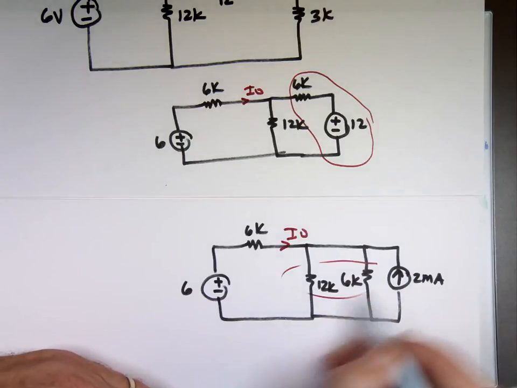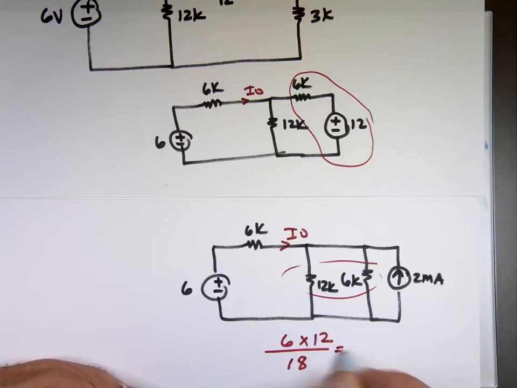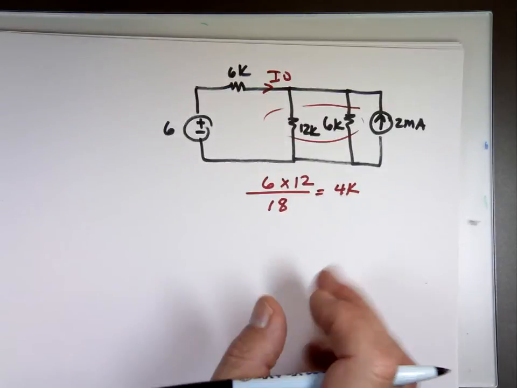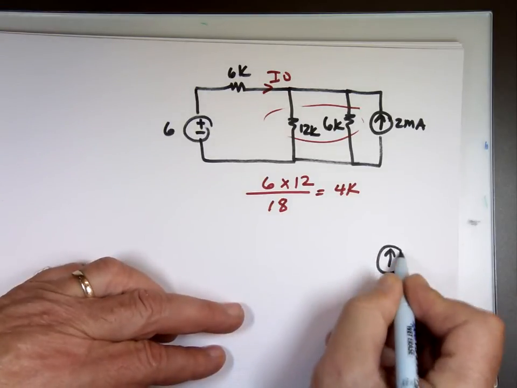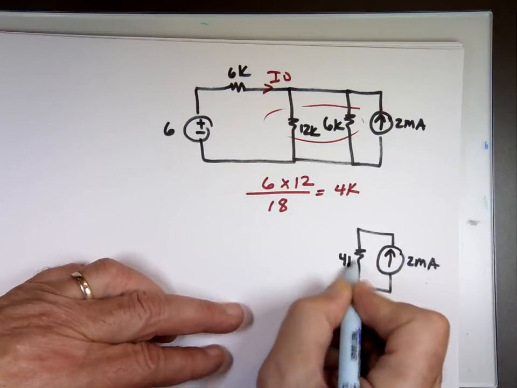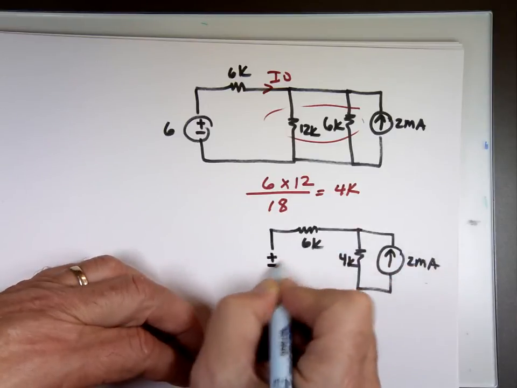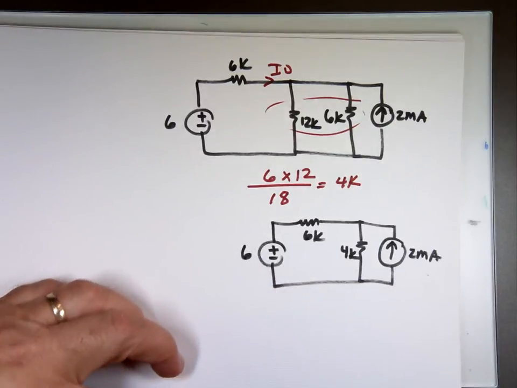6K and 12K in parallel. That's 6 times 12 divided by what? The sum of them, which is what? 18. Is that a 4K? Almost done with it. So my circuit looks like this. 2 milliamp, 4K, 6K, 6 volts. And I can do one more source transformation.